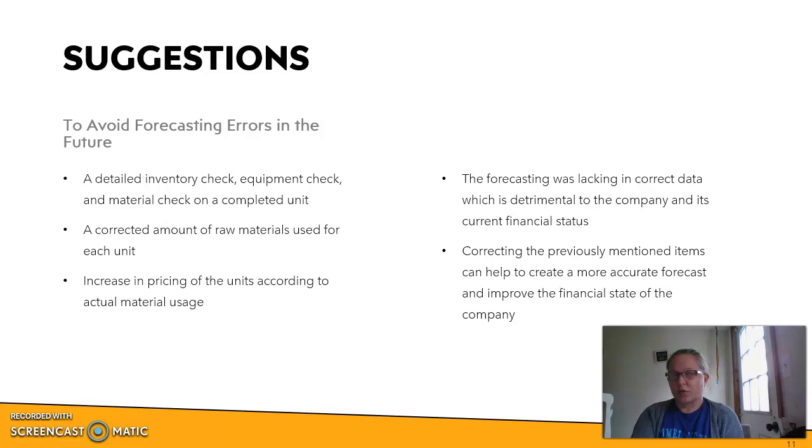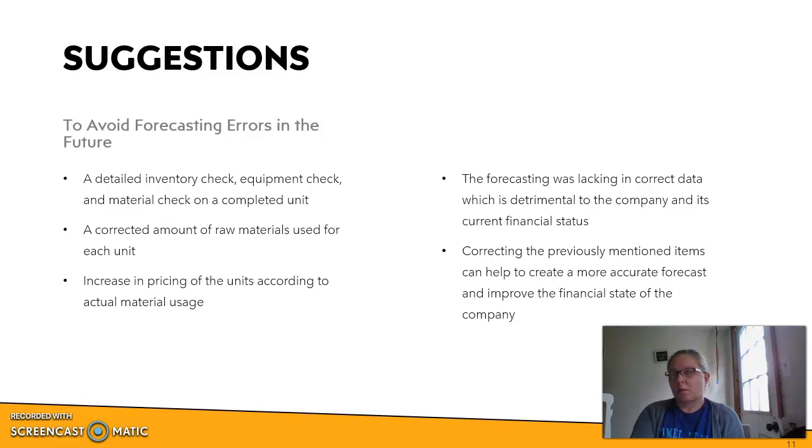My suggestions to avoid this in the future are a detailed inventory check, an equipment check, and a material check on a completed unit. The inventory check is to actually calculate how much is used during the creation of the product, which will also be the material check on a completed unit. The equipment check is to make sure that the equipment is accurately using the materials, especially if it's a production process.